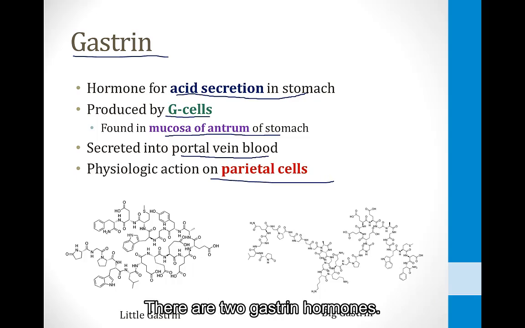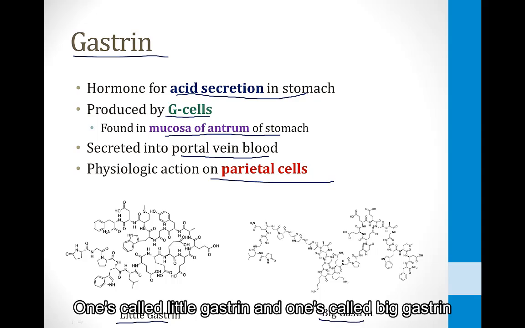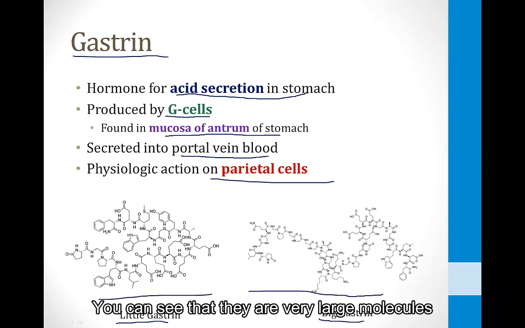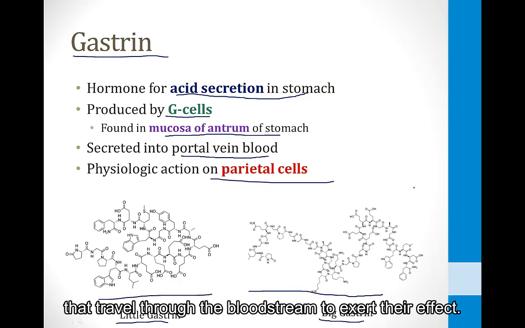There are two gastrin hormones. One's called little gastrin, one's called big gastrin. I've shown the structures on the screen here. You can see that they are very large molecules that travel through the bloodstream to exert their effect.